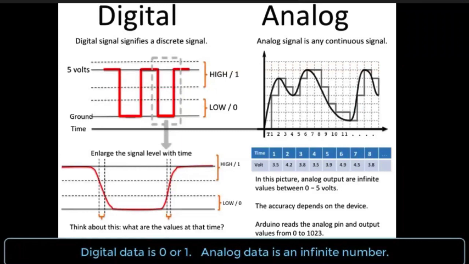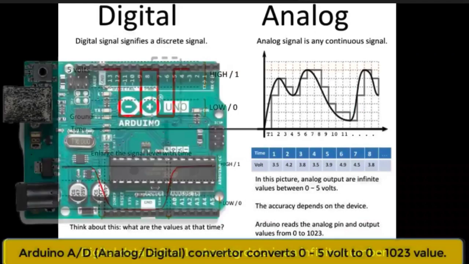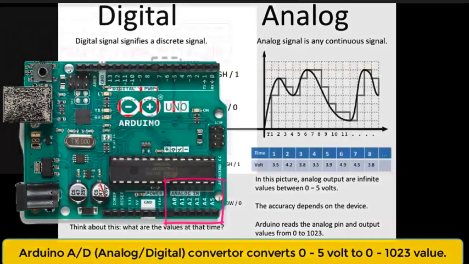The signal value depends on the electronic device, how fast the reading cycle is, and the size of the computer, and varies. Arduino has 6 analog pins from A0 to A5. Since Arduino operates at 5 volts, its analog pins work between 0 and 5 volts. The Arduino A/D, analog-to-digital converter, will translate the 0 to 5 volts to an integer value from 0 to 1023.